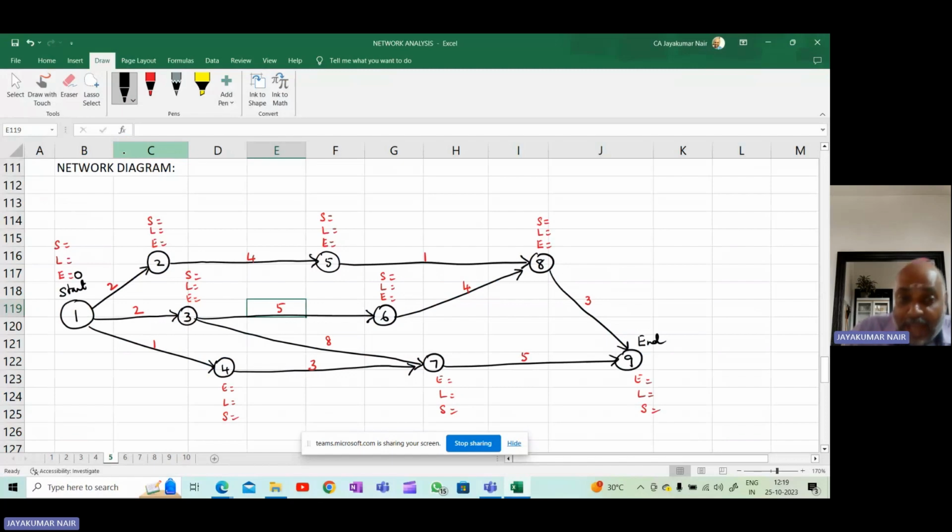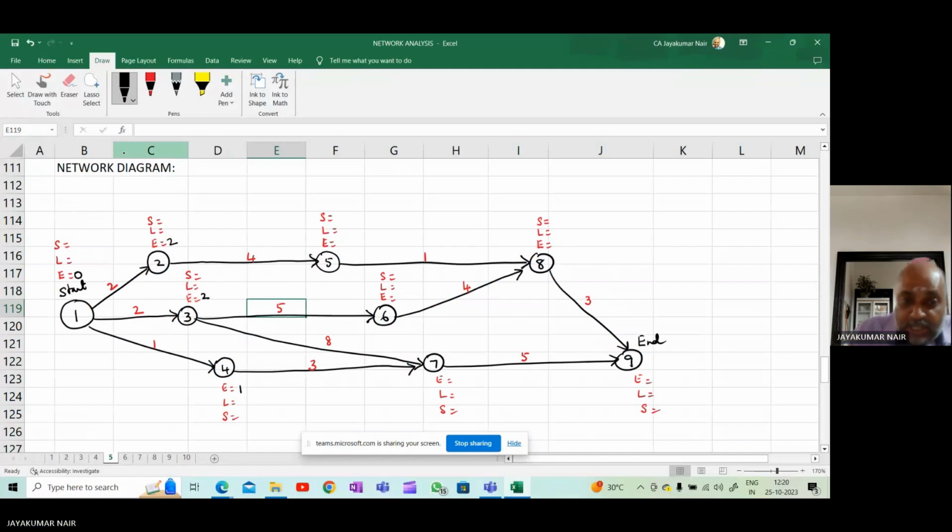And there's only one arrowhead entering this particular node. That is 2. See node 2, there's only one arrowhead entering. So 0 plus 2 is 2. Okay. Similarly, there's only one arrowhead entering this 3. So 0 plus 2 here also it is 2. There's only one arrowhead entering node 4. So 0 plus 1 is 1.